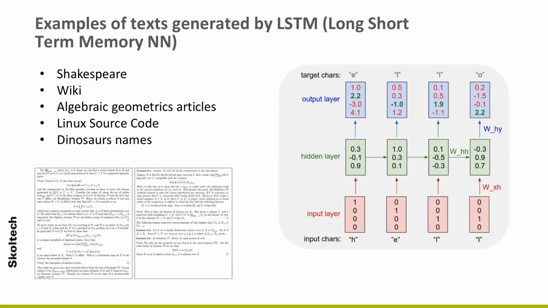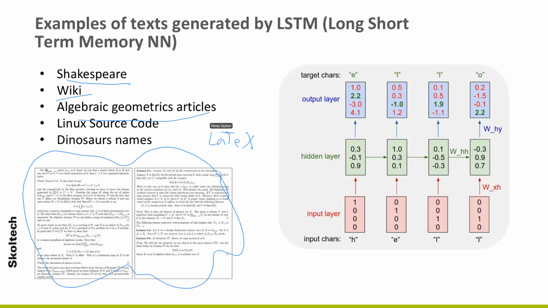For example, we can generate texts with mathematical formulas like LaTeX. And for this LaTeX, we see that it looks quite professional. Okay, it's complete nonsense, but it looks like a real mathematical text. Also, we can try to generate everything we want: Shakespeare plays, Wikipedia articles, algebraic geometry articles, some source code, names of dinosaurs. So we have this freedom of not spending a lot of time tailoring the model, but trying to provide something more universal, end-to-end.